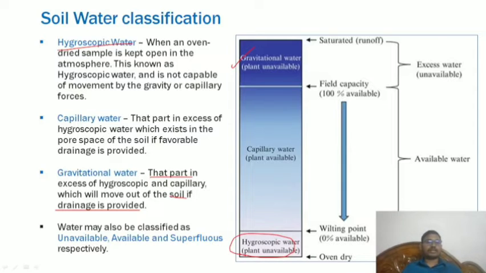And capillary water is the excess of hygroscopic water existing in the pore spaces. That means whatever I am calling available water will be in the pore spaces of soil, if favorable drainage is provided. Water may also be classified as unavailable, available, and superfluous, respectively.